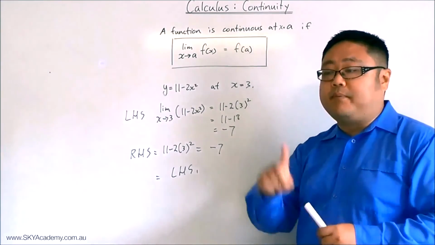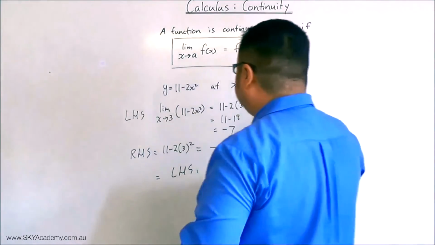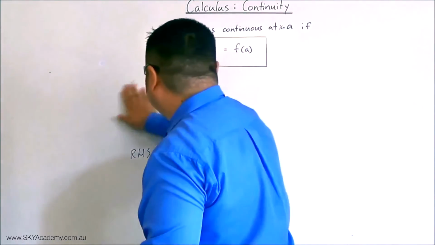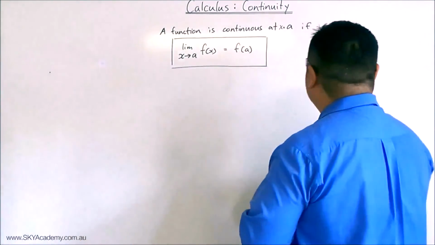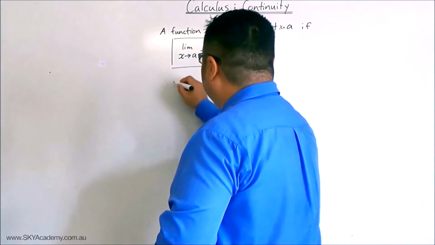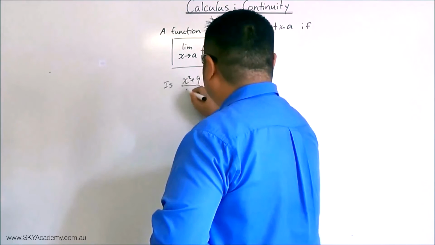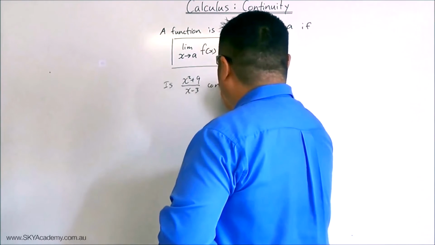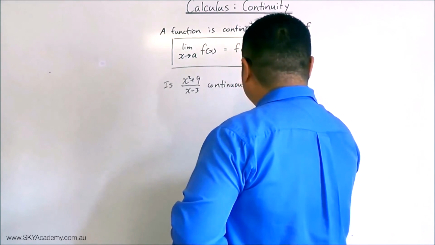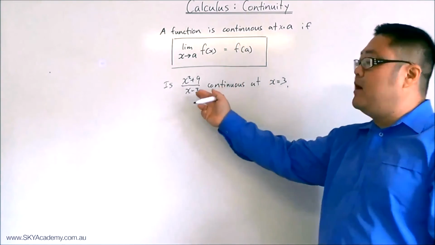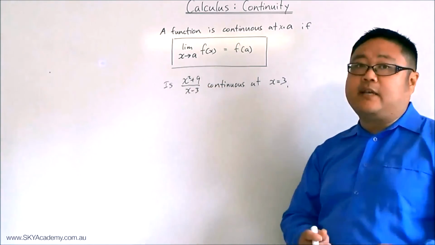But let me give you another example. Is (x squared plus 9) over (x minus 3) continuous at x equals 3?